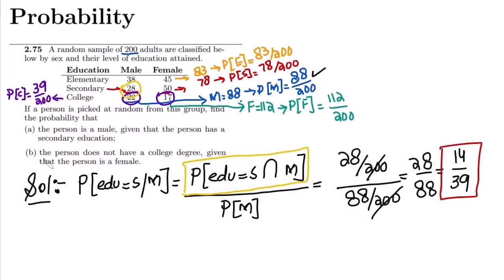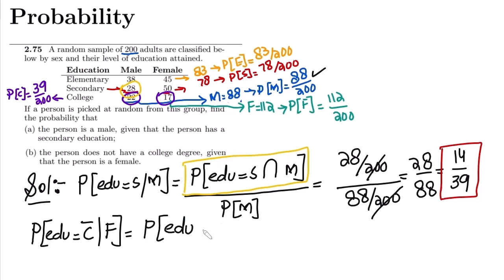Similarly, now solving part B: the person does not have a college degree given that the person is a female. So what do I have to find out? I have to find the probability that the education level of a person is not college while the sex is given as female. On the basis of conditional probability, I have to write the probability that the education is not college and the person is female, divided by the probability that a person is a female.